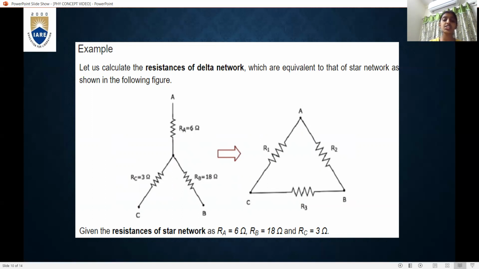So here the resistances of star networks are RA is equal to 6 ohms, RB is equal to 18 ohms and RC is equal to 3 ohms. So by using the formulas which we have derived earlier, that is formulas of R1, R2, R3, we are going to find the resistances of delta network and we are going to convert a star network into a delta network.